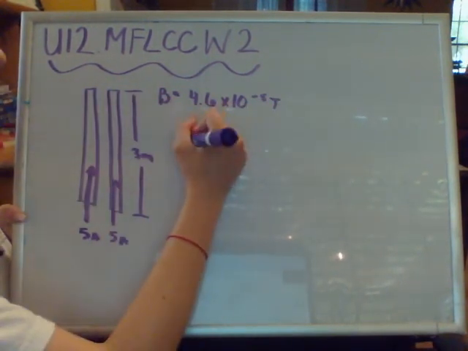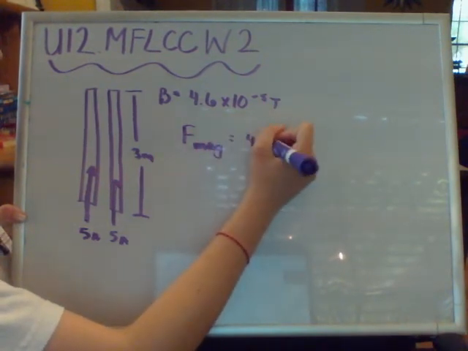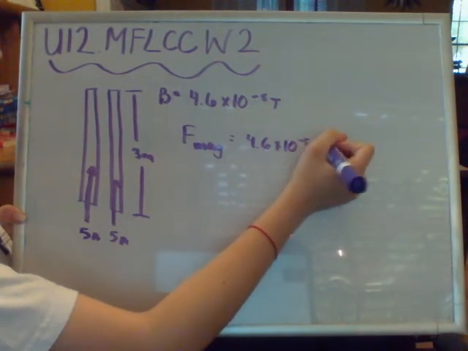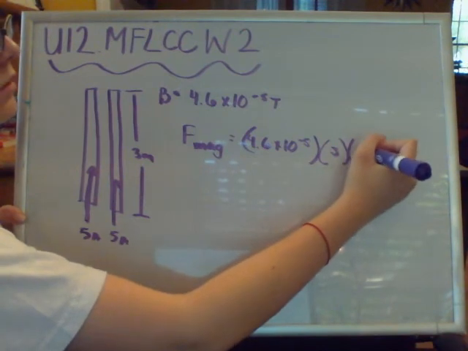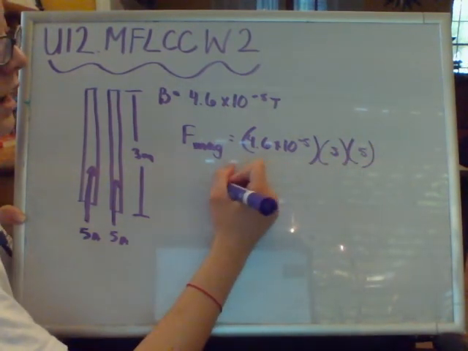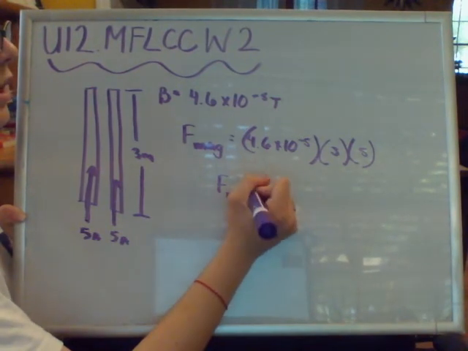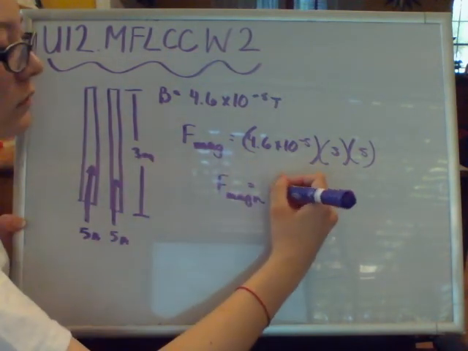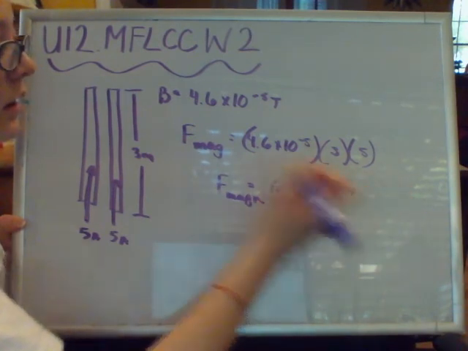So if we set up our equation, F magnetic equals 4.6 times 10 to the negative 5 times 3 times 5, and our attractive force between these two current carrying wires is going to be 6.9 times 10 to the negative 4.